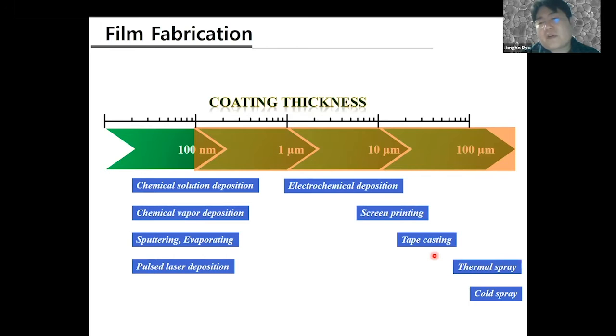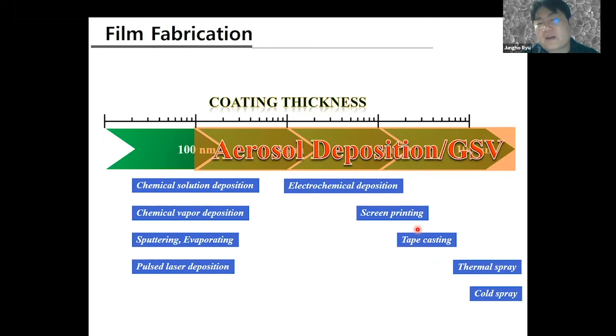On the thick film side, there are other techniques like tape casting and screen printing. These are good for several tens of microns, but not good for 1 micron or 10 micron thick films. Here, aerosol deposition can cover from several hundred nanometers to sometimes 100 micron thick films rather easily, with a very high deposition rate.